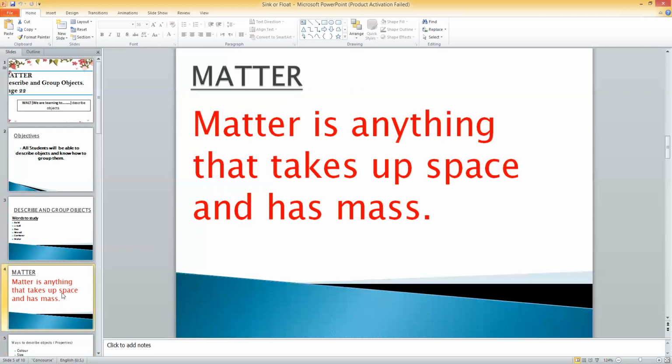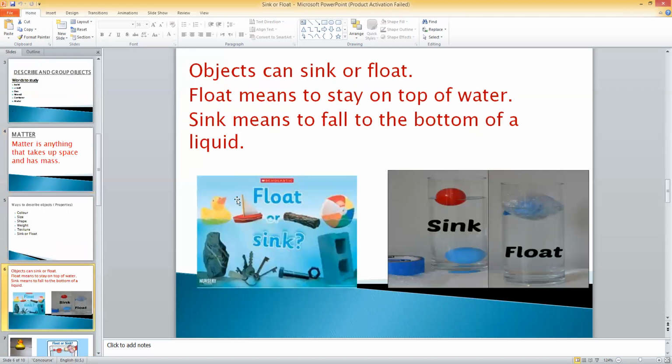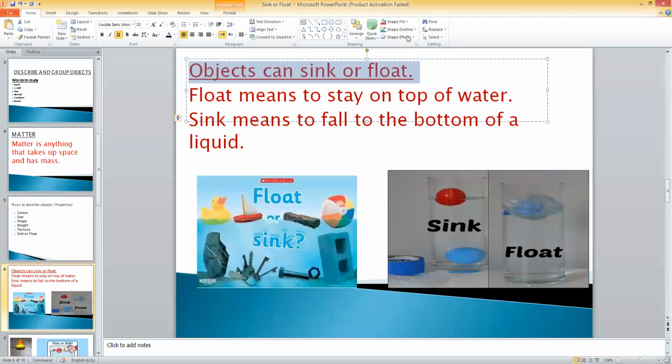So I said matter is anything that takes up space and has mass. Now, objects can sink or float. Float means to stay on top of the water. Because I know you're going to ask, I don't understand this. You need to know that anything that floats stays on top of the water.